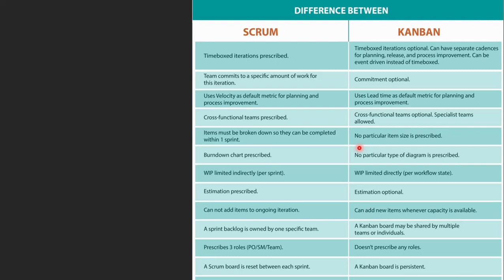Likewise, as I told you, the product owner and the scrum master and the team will be there. Here, of course, what they say is there are no strictly defined roles. The Scrum board is reset after each sprint. Here, it's a persistent, continuous board that is turning around.